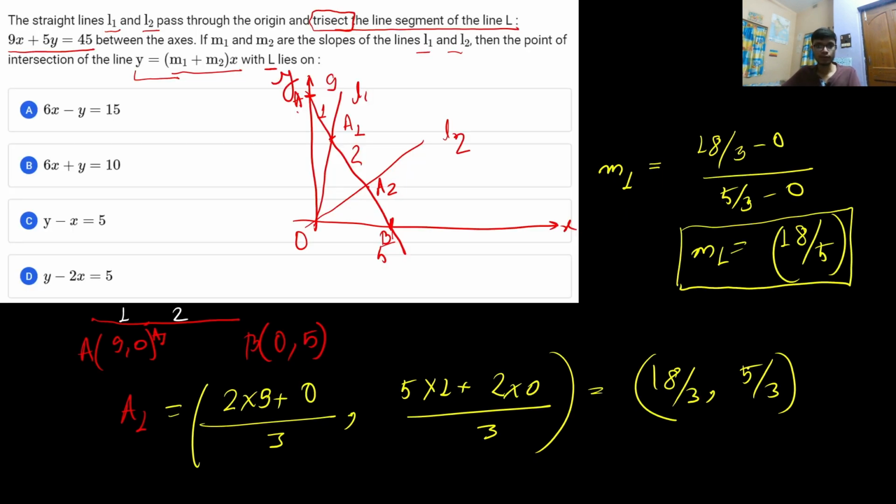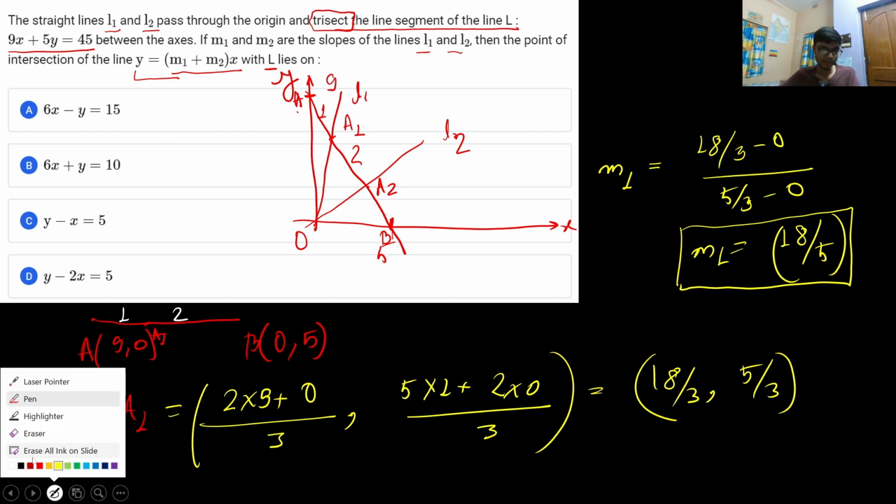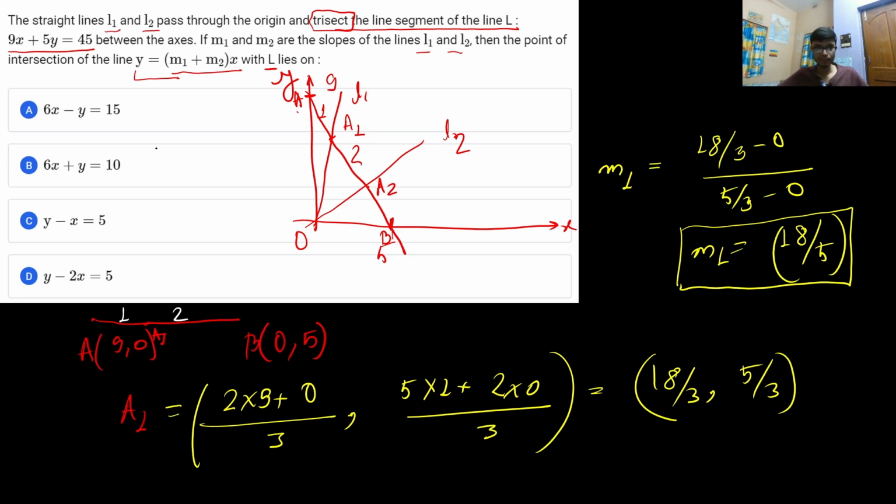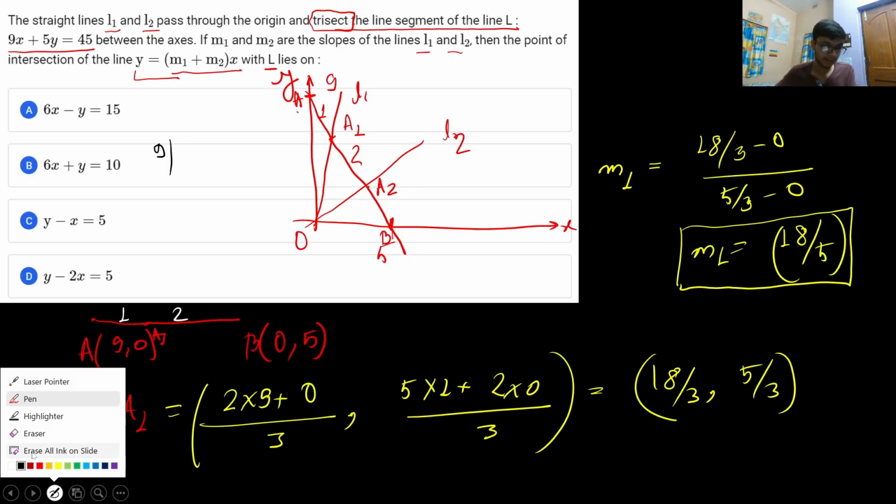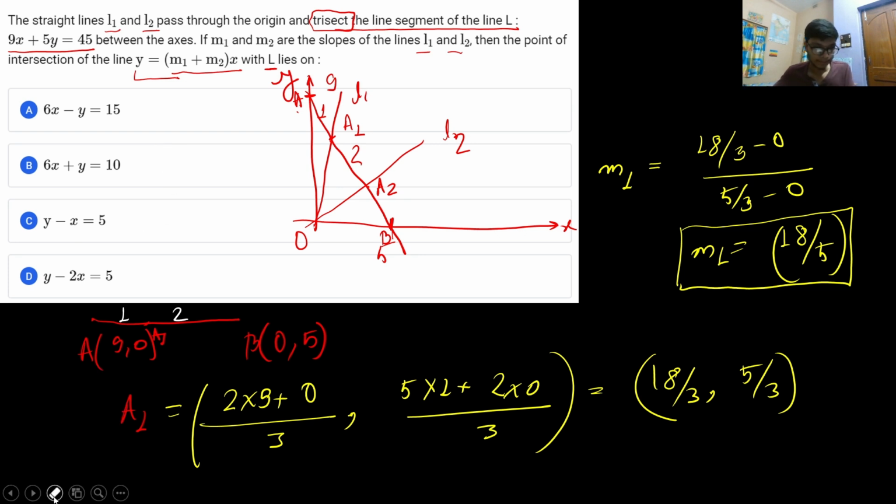So that means these particular values lie on which of the lines. The question is asking which of the following lines satisfy the point of intersection, which you got as (5 by 2, 45 by 10). So what you can see, this is basically 9 by 2. Okay, so 5 by 2 and 9 by 2. If you subtract it, you can see from the equation, the only equation which satisfies is basically option number.